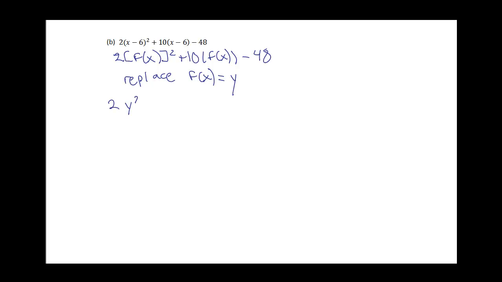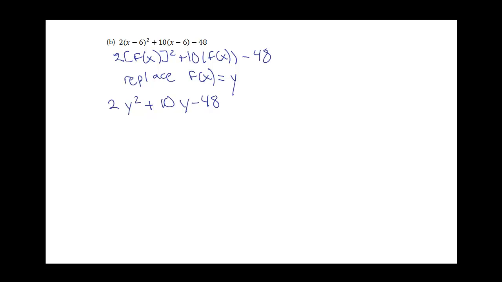B. 2 onto x minus 6 all squared plus 10 onto x minus 6 minus 48. So this expression is of the form 2 times f of x all squared plus 10 times f of x minus 48. To be able to factor this expression, let's replace our f of x here with a variable, say y. Now we have 2y squared plus 10y minus 48 as an expression to factor.